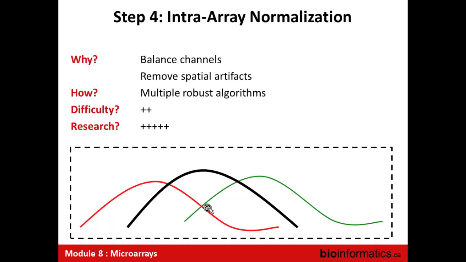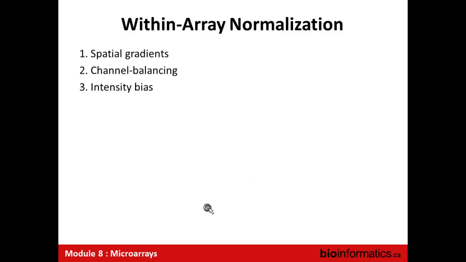The idea here is that we've got spatial biases within arrays, spatialized biases of different types, and we want to remove them. We want to bring them to a common distribution so that spots on different parts of the arrays have similar error characteristics. While this turns out to be a difficult thing to do in some sense, it is extremely intensively researched, even today. You'll find papers published almost every month on this. And it's probably close to being a solved problem.